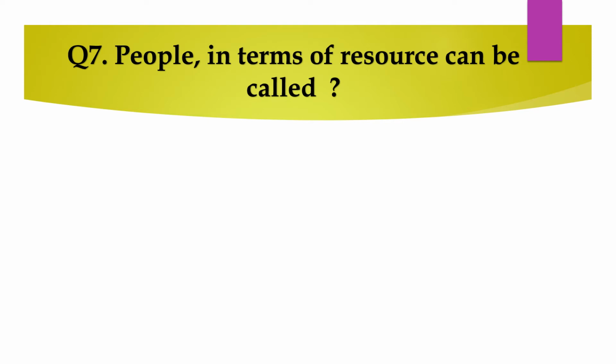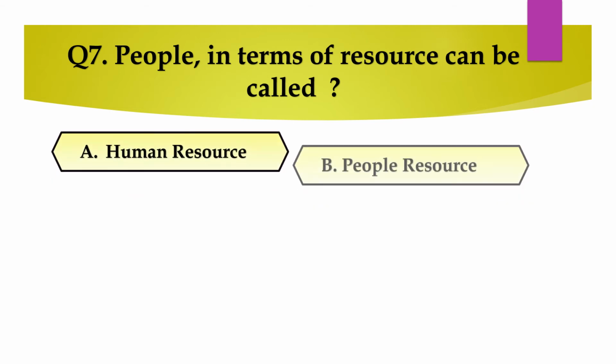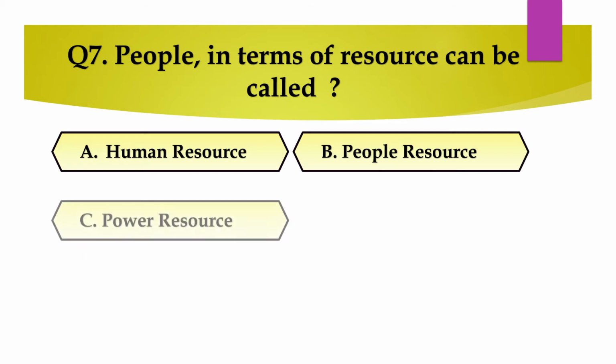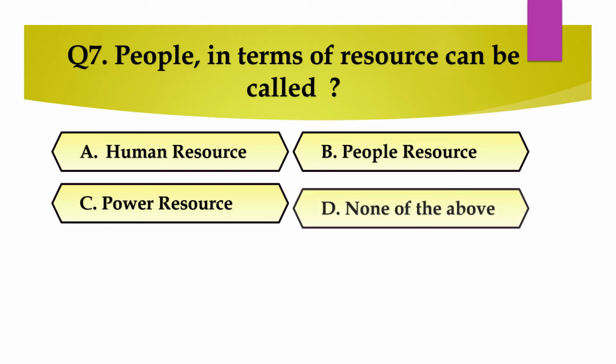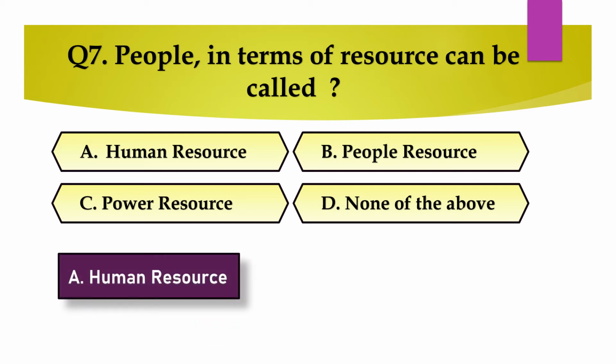Question 7. People in terms of resource can be called A. human resource, B. people resource, C. power resource, or D. none of the above? It is A. human resource.